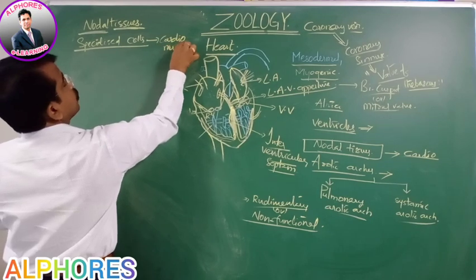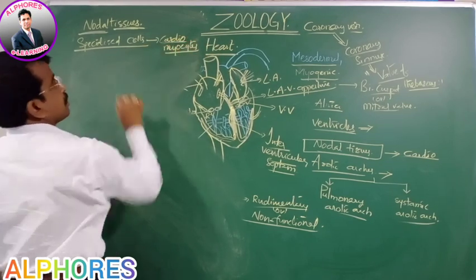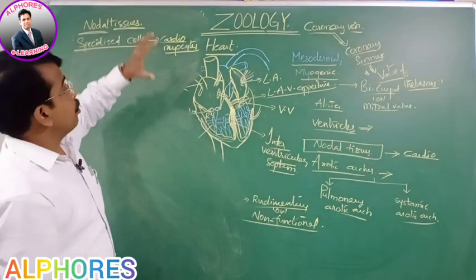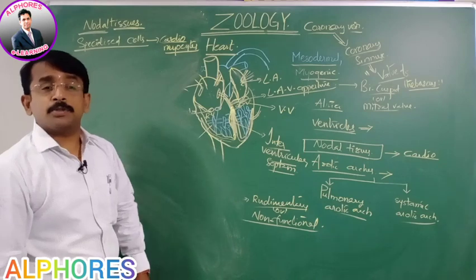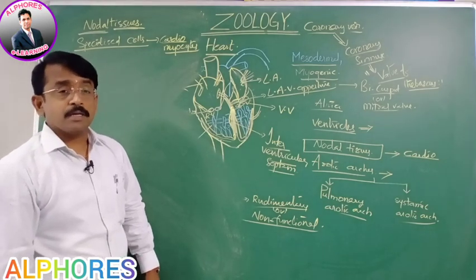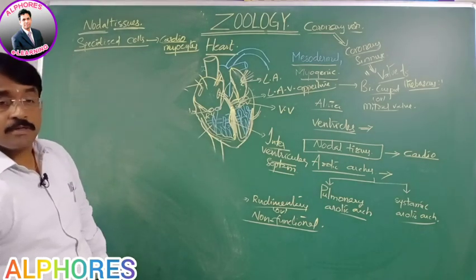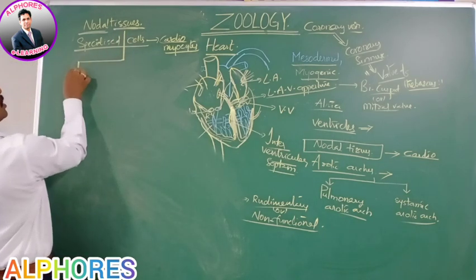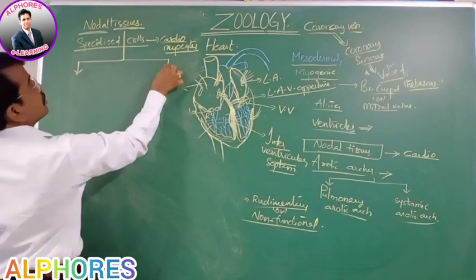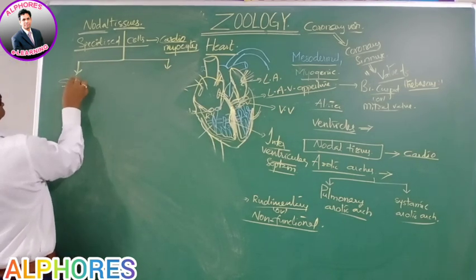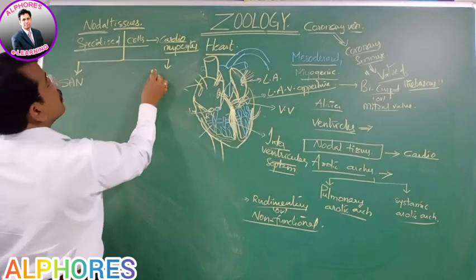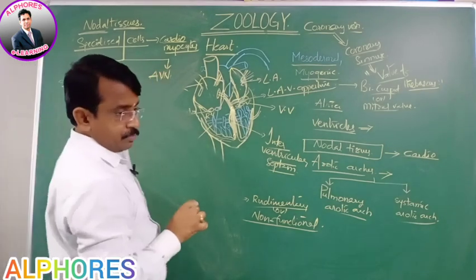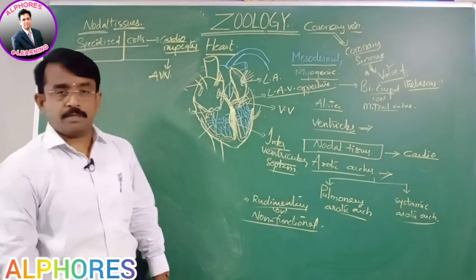Myo refers to muscles, cardio to heart. So the specialized muscle cells are what we name the nodal tissues. These cardiomyocytes, which form the nodal tissue, are of two kinds. One is named the sinoatrial node and another is named the atrioventricular node. The specialized cells.